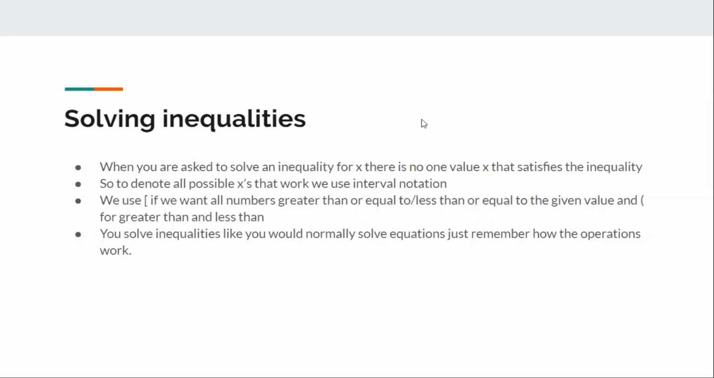Okay, solving inequalities. When you're asked to solve an inequality for x, there's no one value of x that satisfies the inequality. So to denote all possible x that work, we use interval notation. We use this symbol, which is like a bracket, if we want all numbers greater than or equal to or less than or equal to the given value that's next to the bracket. And we use parentheses for greater than and less than. So this is a non-strict inequality, and this is a strict inequality.